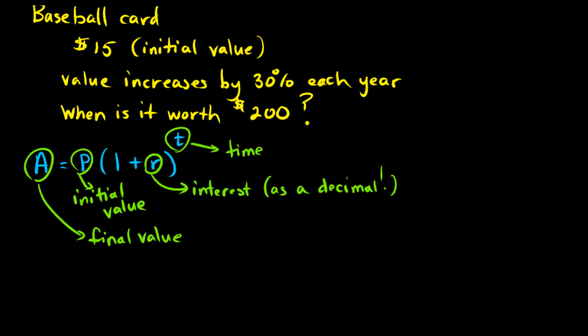So if we're going to model this, the final value will be $200. So we'll have 200 equals, P is the initial value, that was 15. Then we have 1 plus the rate of interest as a decimal. So 30% as a decimal is 0.3. So 1 plus 0.3 is going to be 1.3 raised to the t power. And it makes sense that we're going to be solving for t because we have the question when.